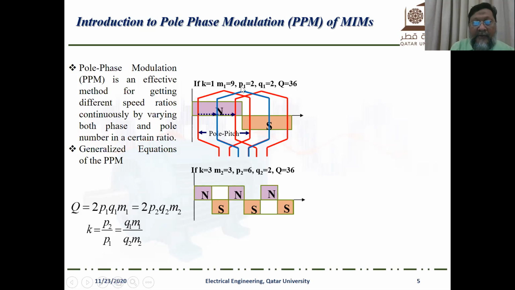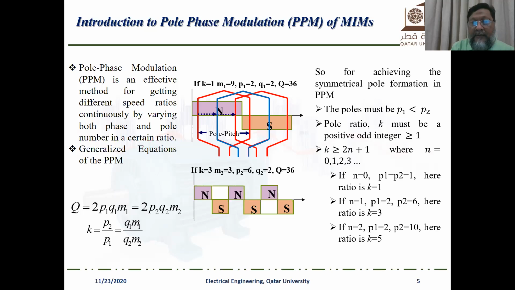So initially it was working as a two-pole machine, north and south, and now it works as a 6-pole machine. Here it was operating as 9-phase, and now it is operating as 3-phase. So this ratio is 3. And this is the north pole. Then due to reversal of the current in this coil, it becomes south pole, and then it is north pole, and once again this is south, this is north, and this is south. So 6 poles are formed, and this is the basic of pole phase modulation. Two conditions are to be met for a symmetrical pole formation. P1 should be less than P2, and the ratio K must be a positive odd integer.